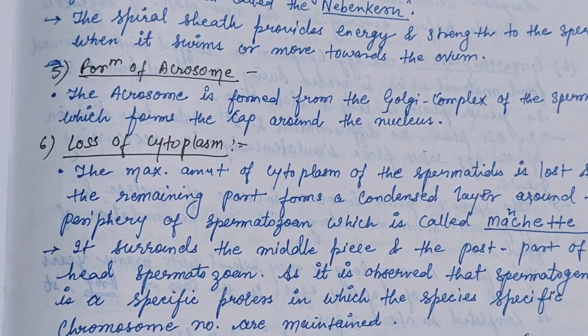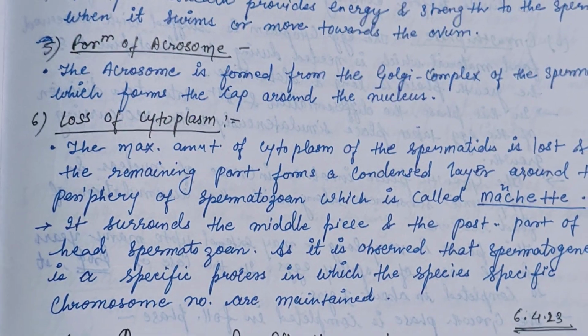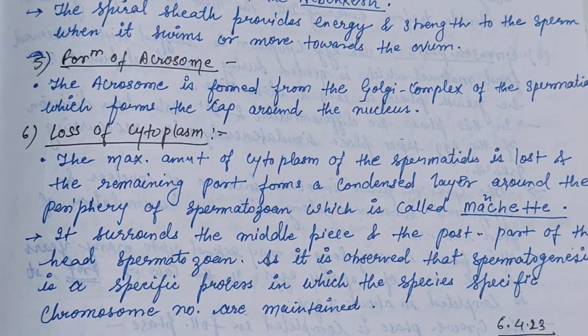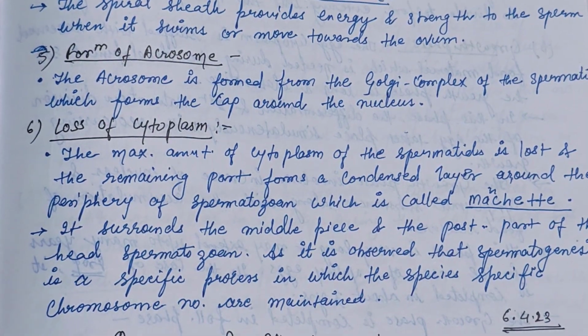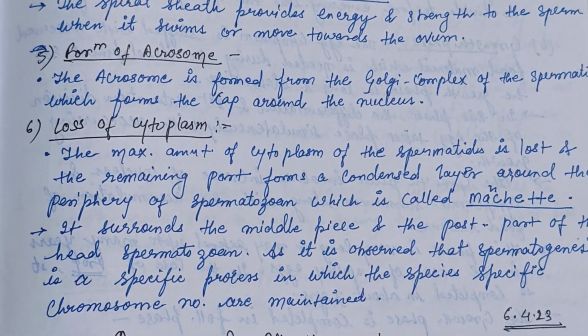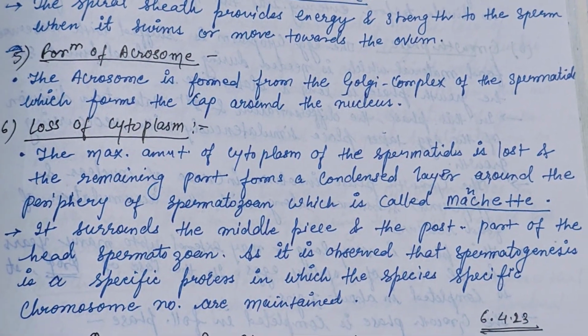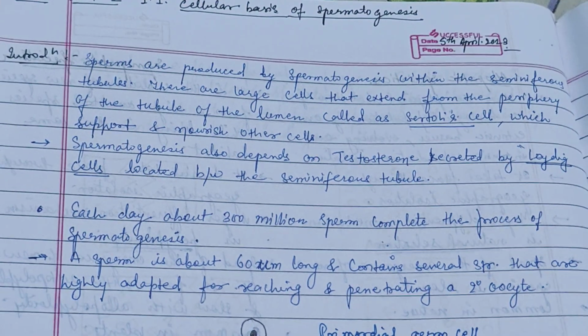that provides energy and strength to the sperm when it swims or moves towards the ovum. The acrosome is formed from the Golgi complex of the spermatid, which forms a cap around the nucleus. The maximum amount of the cytoplasm of the spermatid is lost, and the remaining part forms a condensed layer around the periphery of the spermatozoon, which is called the manchette.